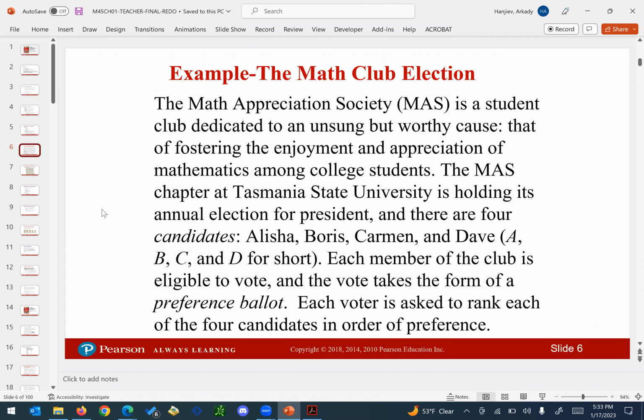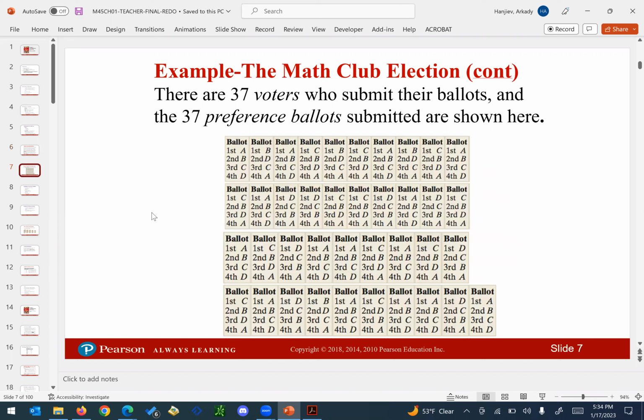So each member in the club is eligible to vote, and the votes take the form of a preference ballot. So it's going to say, you want this person to be president, and then you say the second one you want as president, third one, and fourth one. So here are the ballots. Here are the results that happened. So yeah, 37 members, so 37 voters. And we have all these ballots. There's 37 of them. So it listed Alicia, Boris, then Carmen, and then Dave right here. So that's the first ballot. Then you had a second ballot, a third ballot, a fourth ballot.